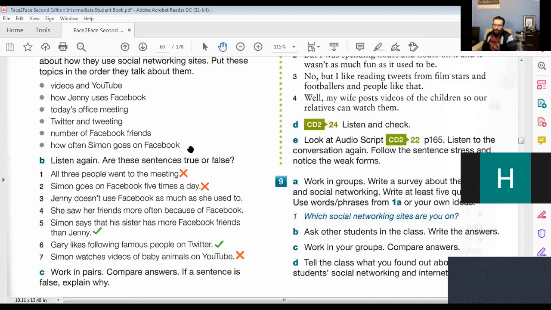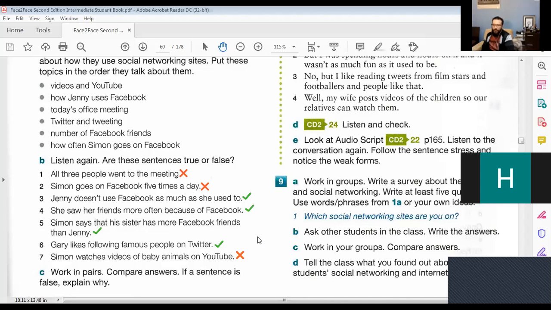Yes, it's right. So it means in the past she used to use Facebook more? Yes, more than before. More often. Okay. Simon says that his sister has more Facebook friends. Yes, that's right.